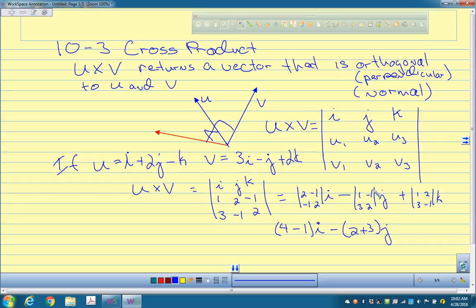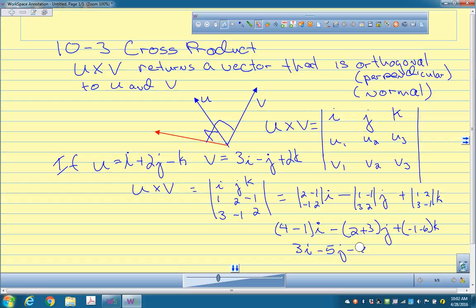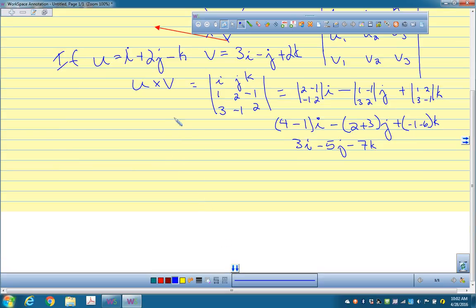So 3 times negative, okay? So plus 1 times -1, which is -1, minus 6 in the k direction. And when I simplify that, I get 3i minus 5j minus 7k. Okay, so now we're not done.